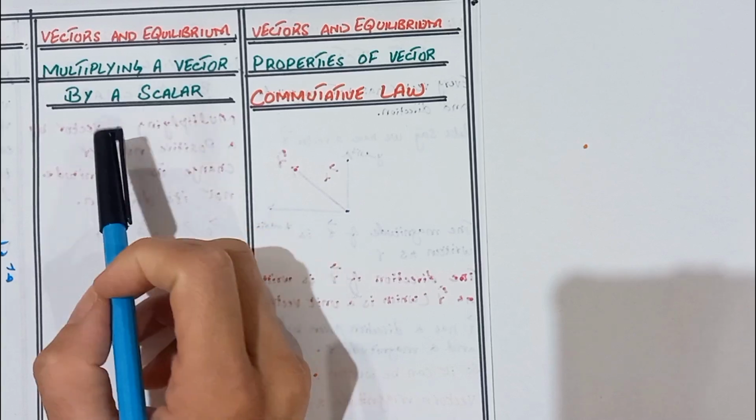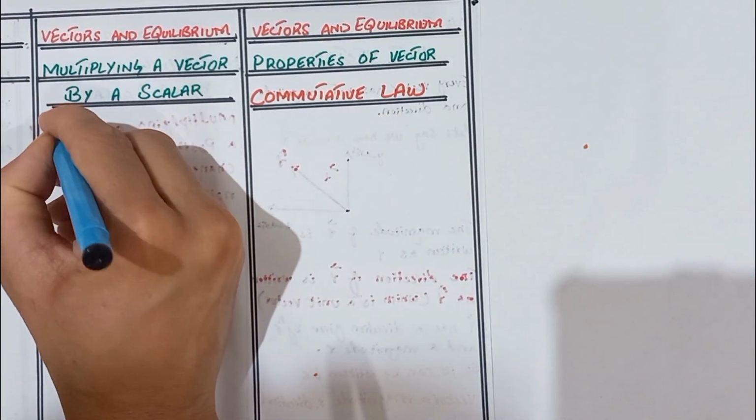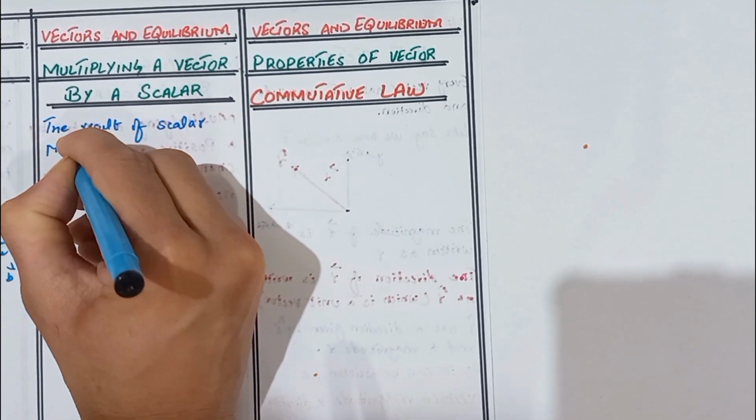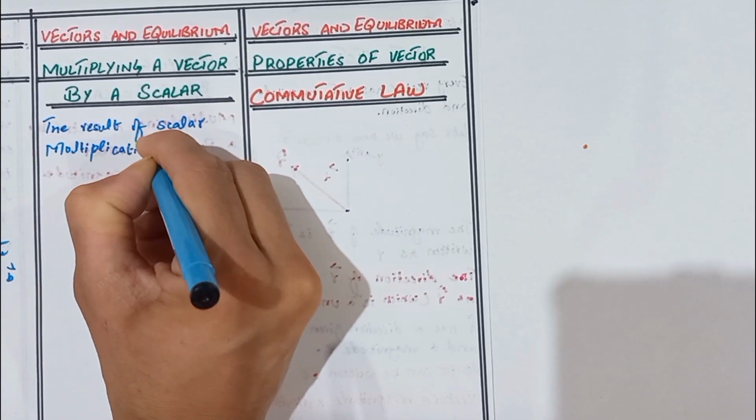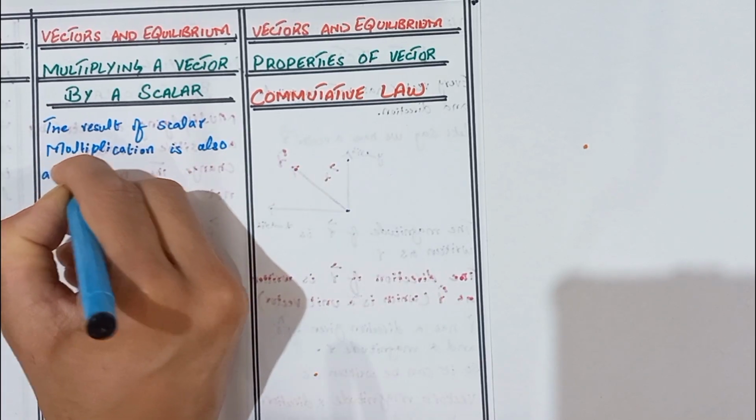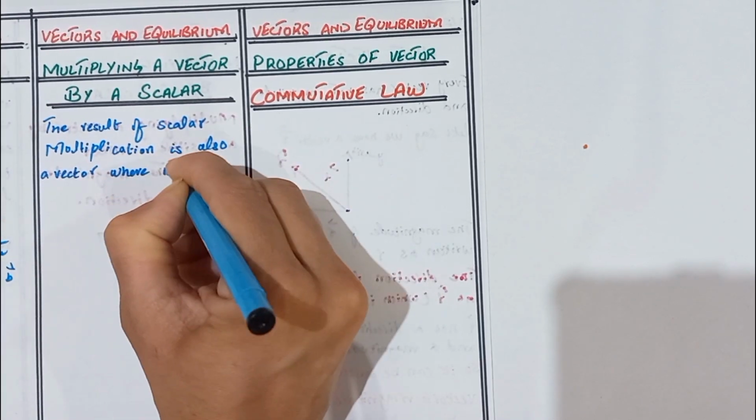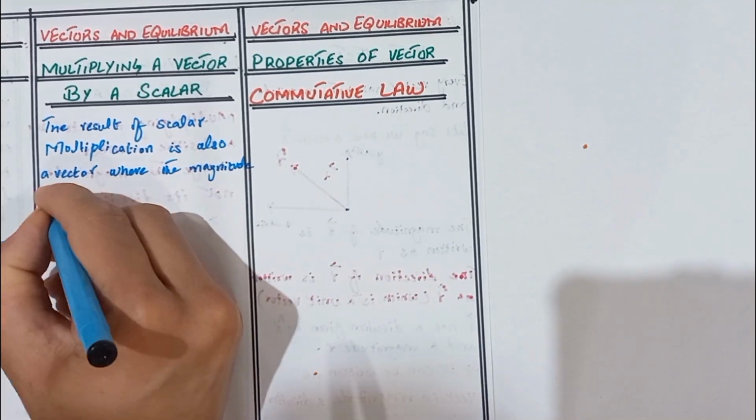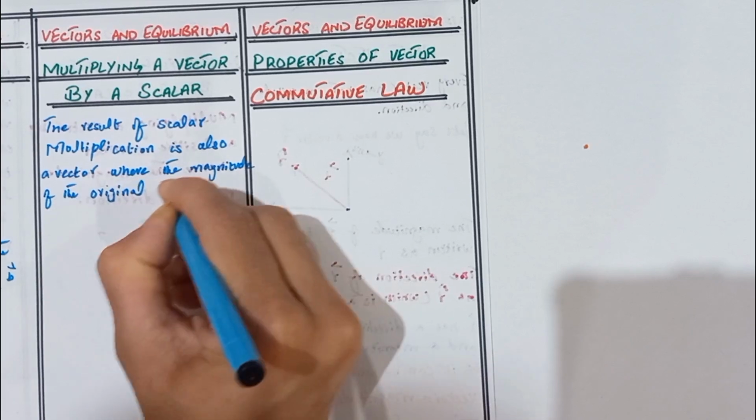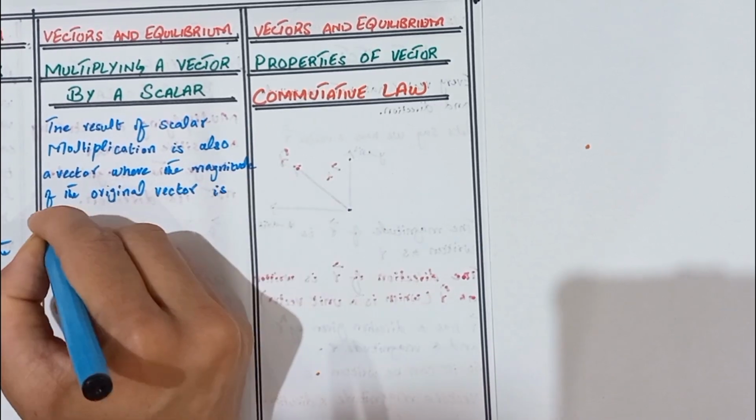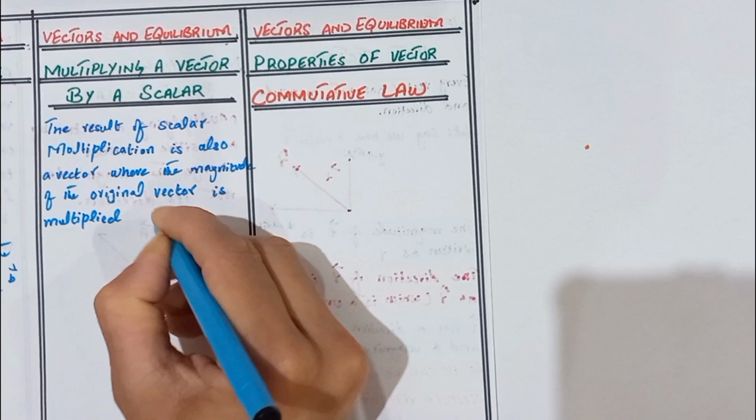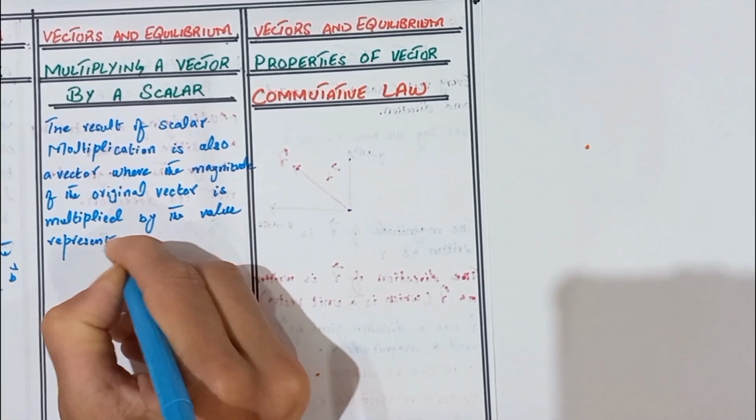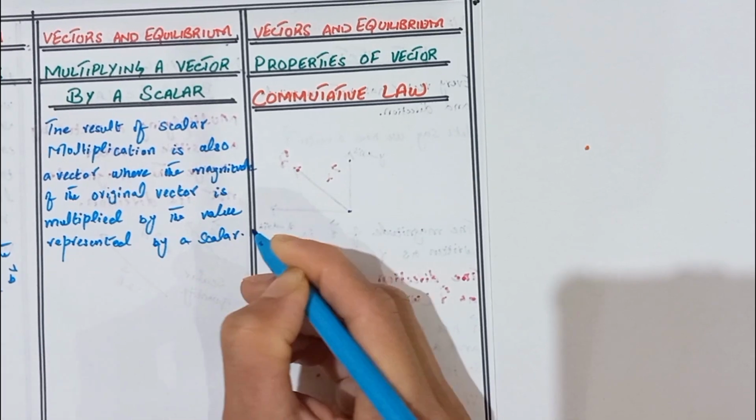Now here we write how we multiply a vector by a scalar. The result of scalar multiplication is also a vector where the magnitude of the original vector is multiplied by the value represented by a scalar.